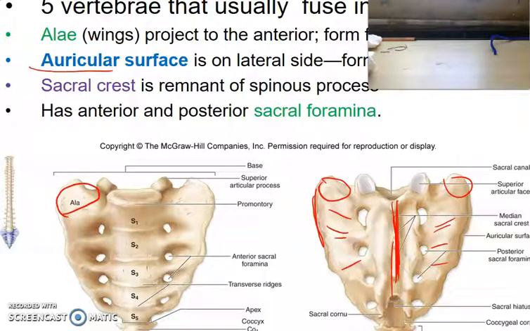And the holes are the sacral foramina. Foramina is plural, foramen is singular. We have anterior on the front. We have posterior on the back. So I like the sacrum. It's a very underappreciated set of fused bones.